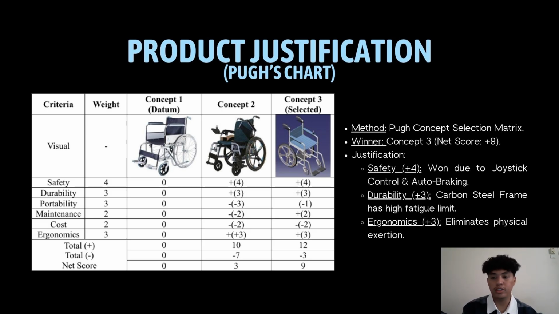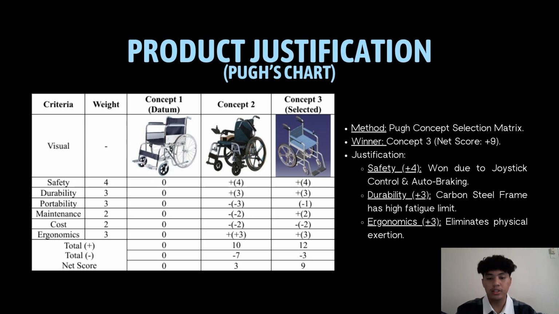Moving on to our product justification. To decide on the most effective design for our mini project, we use the bar chart. This method allows us to objectively compare different ideas against a baseline to see which one truly delivers the best value. As we can see in the table, we use concept 1, a standard manual wheelchair, as our datum. This means every other design was measured as better, worse, or equal to this baseline.